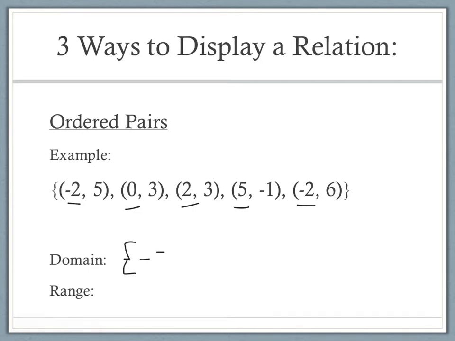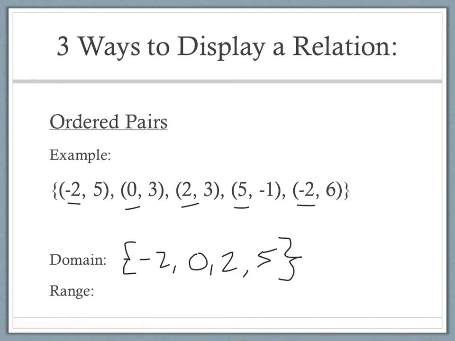Okay, so I have -2, 0, 2, 5, and -2, but I already wrote it once, so I do not have to write it again, because I don't need to rewrite all my x values. Just telling me that I have an x value of -2 is good enough.